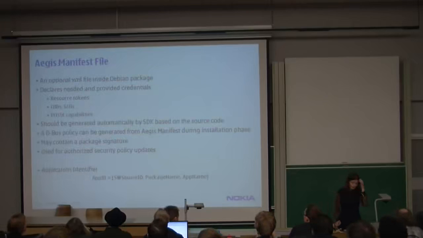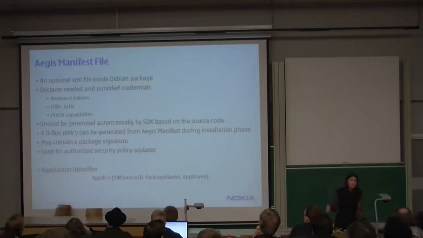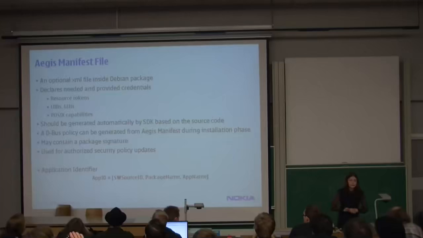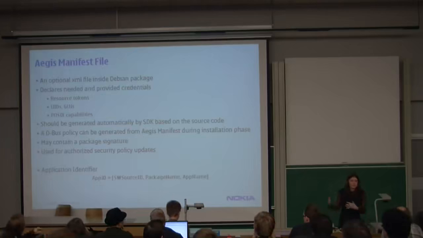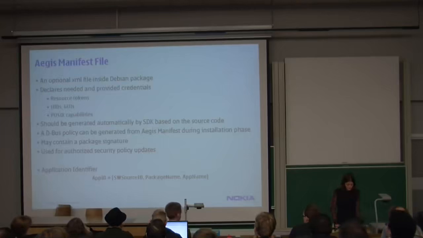So a couple of words about the Aegis manifest file. In the Maemo platform, software distribution is done inside Debian packages. This Aegis manifest file is an optional XML file inside a Debian package. Optional means that if you don't need any particular resources, you don't have to put it there. And this file, as I said, declares needed resources and also provided resources, because our resource token model is dynamic. So any new package that comes could introduce a new resource that it would like to control and protect. If it has, for example, its own special database which it would like to protect, it can define a new resource for doing it. So it's not limited in any way by the concept. And then this file should be generated automatically by the SDK, given the source code of your program, so that you don't have to figure out what kind of resource tokens your program needs in order to function normally.